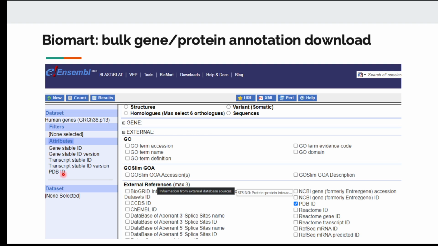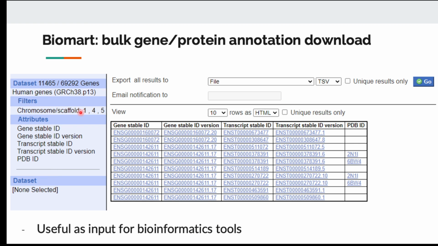In this case, the attributes are the items that you want to shop, the things that you want to export from the database. For example, you can export the gene ID, you can export the transcript ID, you can export the Protein Data Bank ID, which corresponds to the 3D structure of the protein. You can also make a filter, like you want genes only on chromosome 1, chromosome 4, chromosome 5.